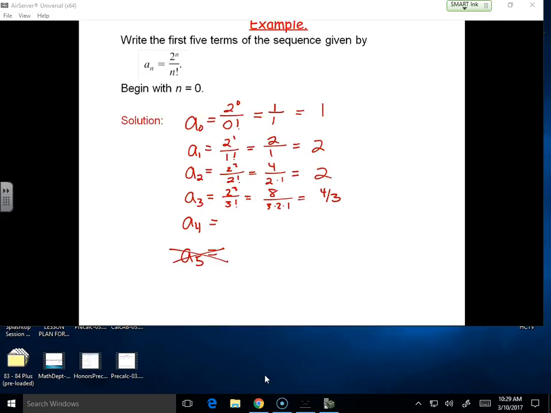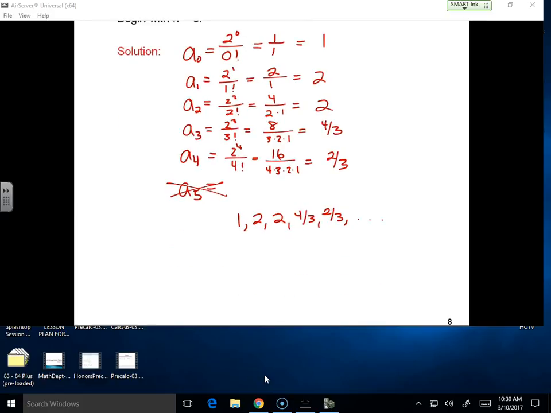This is one weird sequence. Went up for a little bit, stayed the same, and now it's going down. Plugging in 4, 2 to the 4th over 4 factorial. 2 to the 4th is 4 times 4, which is 16, all over 4 times 3 times 2 times 1, or 4 times 6, 24. 16 over 24 is 2 over 3. So this sequence is 1, 2, 2, 4 thirds, 2 thirds, and we can keep on going, but they just said find the first 5. So we got to play with factorials just a little bit.